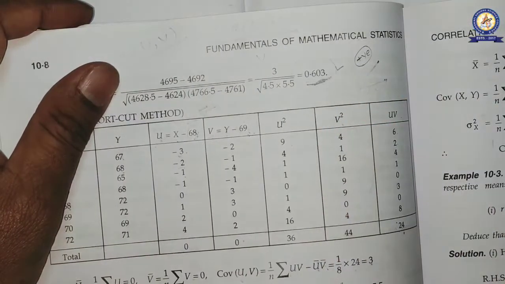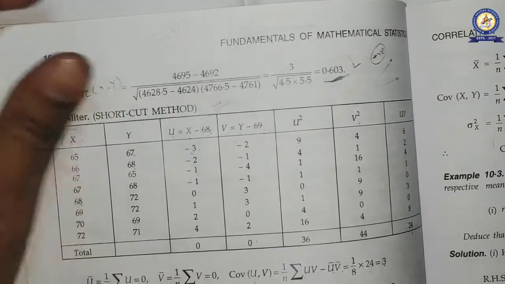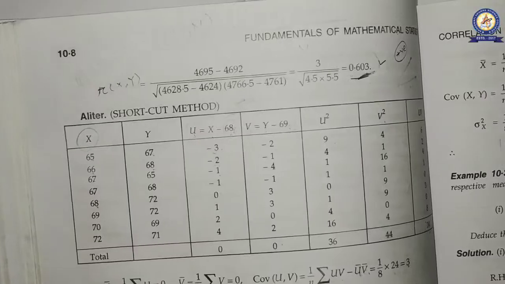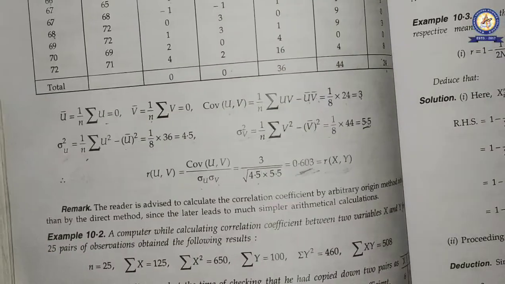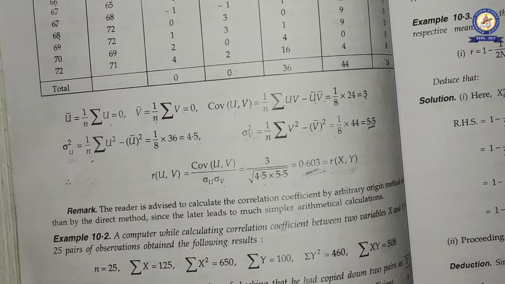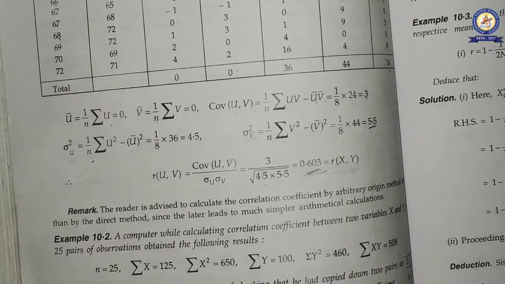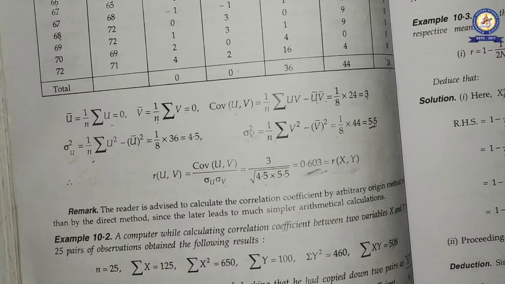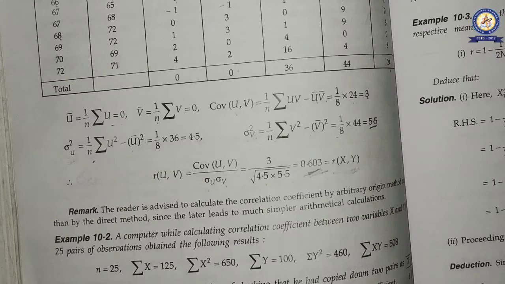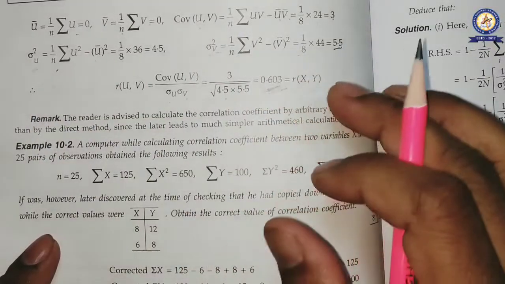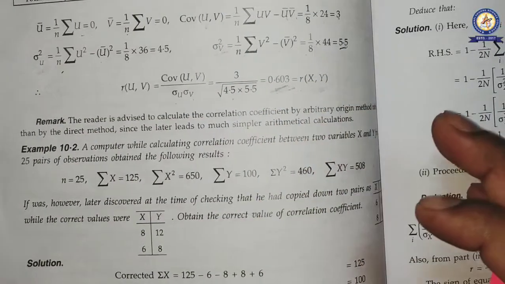So here we found that if we convert xy to another two random variables by considering a different origin, and by considering the scale factor, there is no change, it is unchanged. This we have already proved in the theorem.